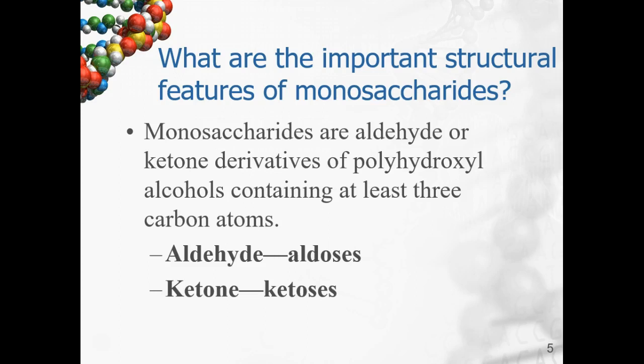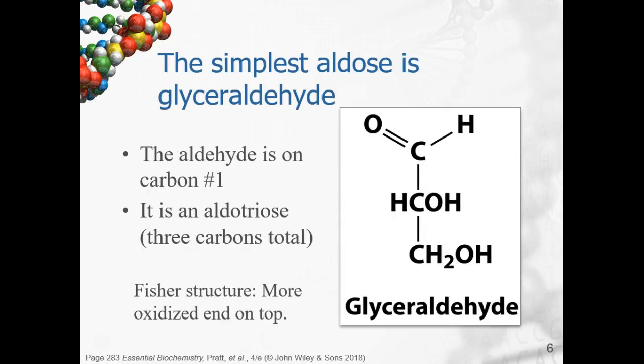So if the functional group is an aldehyde, we refer to it as an aldose, so the "ose" means sugar. And if we have a ketone functional group, it is a ketose. So the simplest aldose is glyceraldehyde. It has 3 carbons, and the way we use a Fischer structure is that we draw the more oxidized end on top. So the aldehyde is more oxidized than the alcohol, so we draw that on top. And we have 1 carbon with an OH group.